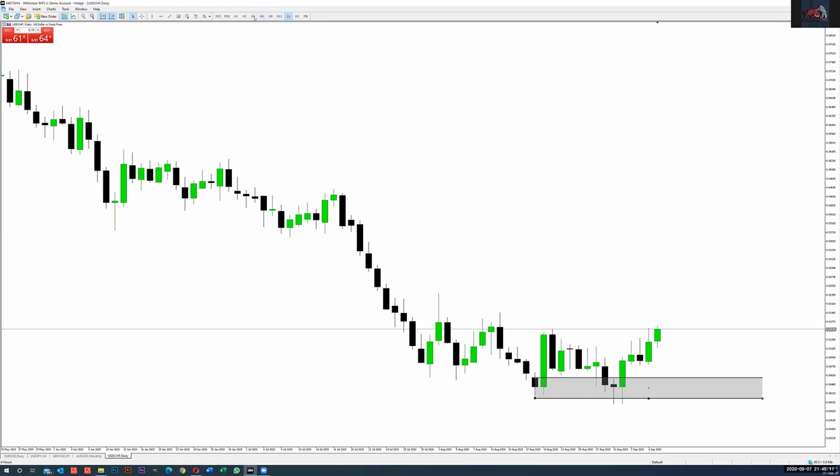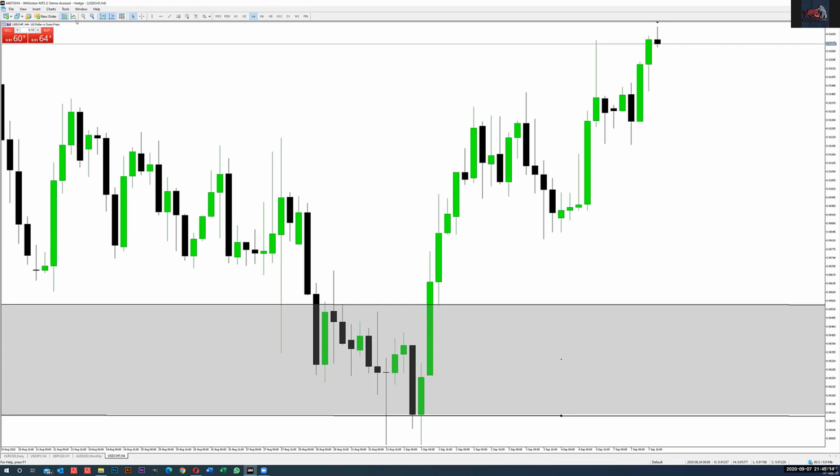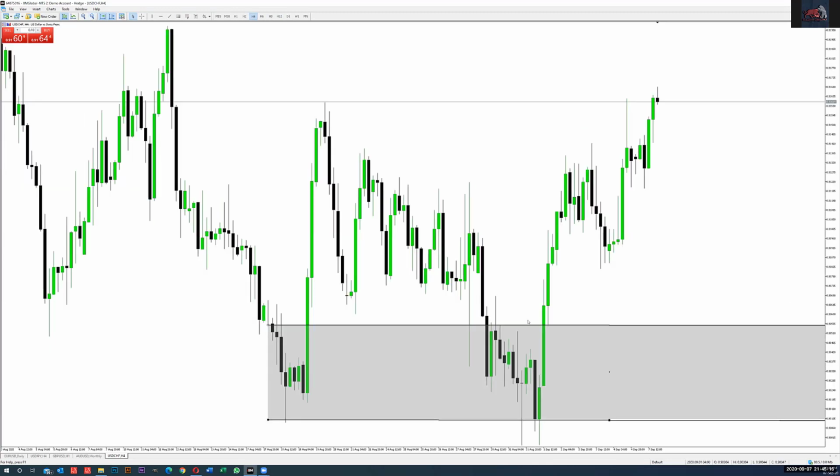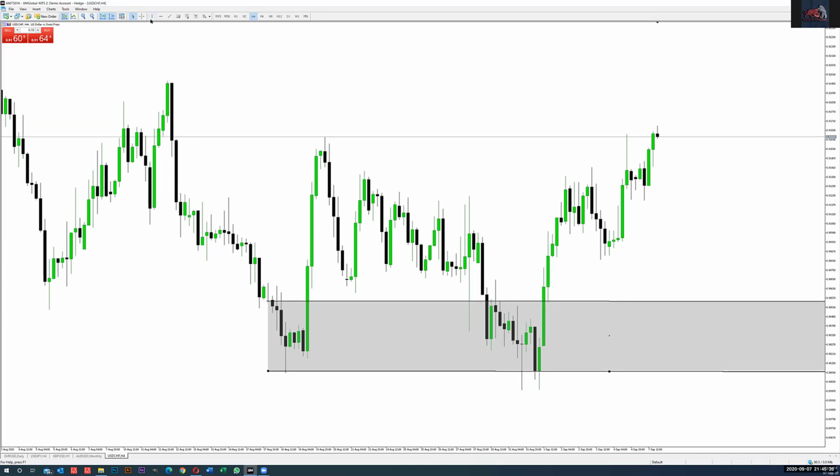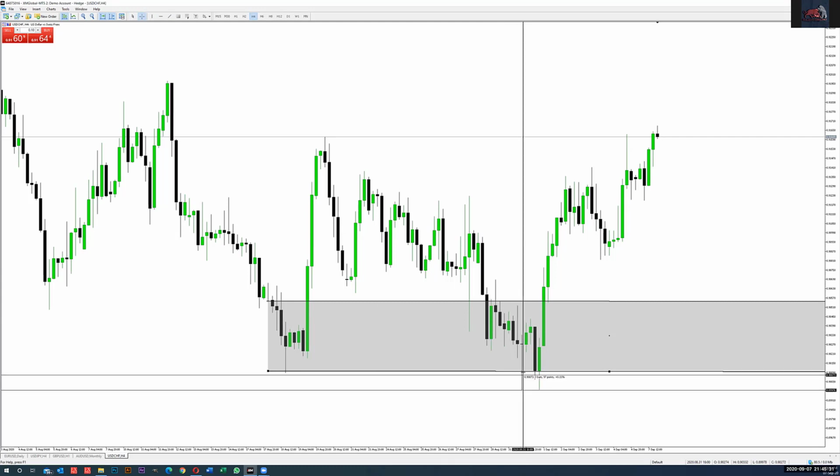Now I'm going to go straight to an H4 chart. On the H4 chart, can you see the reaction that happened? We've got these wicks here. Let me see how many pips that is. We've got this wick here. See, that's 11 pips.